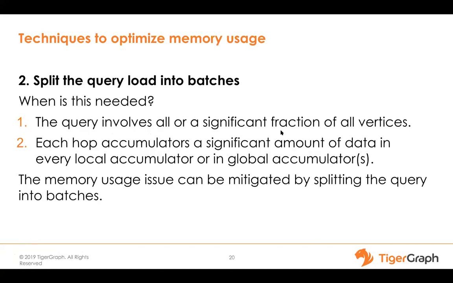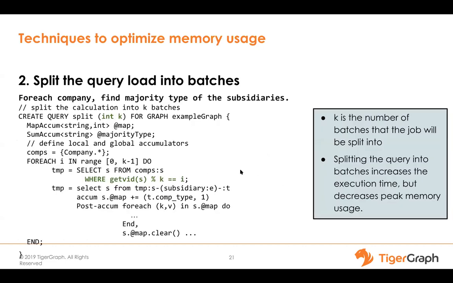And the second one is, for some of the algorithms, we can split the query load into batches. So when is this needed? First, when the query involves all or a significant fraction of all vertices, a large number of vertices participating in your calculation, right? And also when each hop accumulates a significant amount of data in every local accumulator or in the global accumulators. Okay, now let's look at the example.